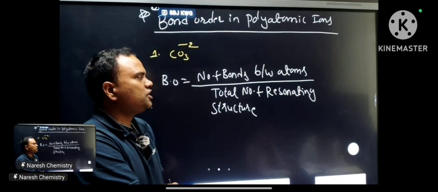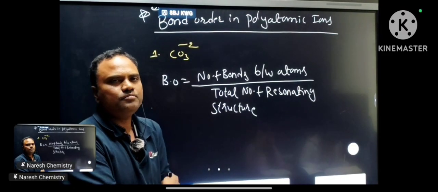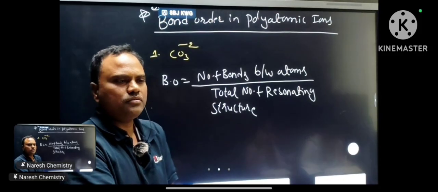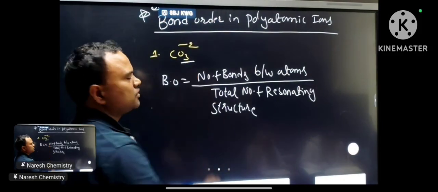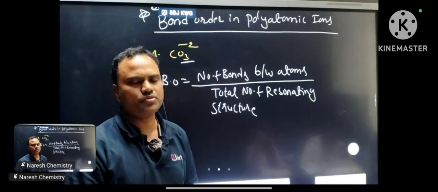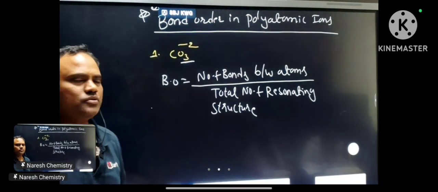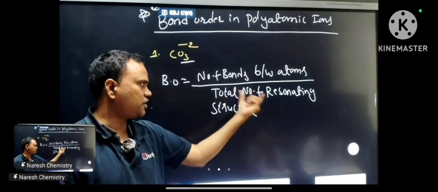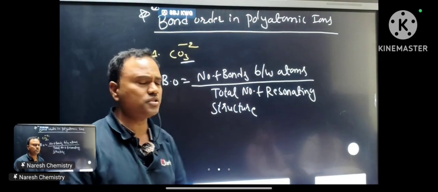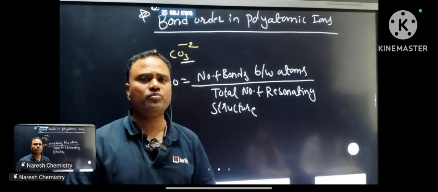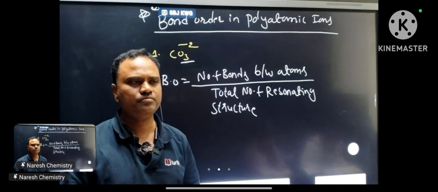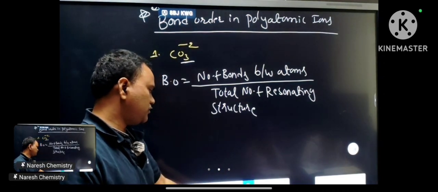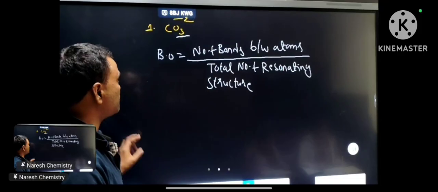How to find resonating structures? I gave one hint: based on the subscript. Here what is the subscript? 3. The subscript is nothing but the number of surrounding atoms. How many surrounding atoms are present? 3. So 3 resonating structures. No problem with the number of resonating structures, but the problem is the number of bonds between the atoms. How to find the number of bonds? I gave one trick to draw the structure.